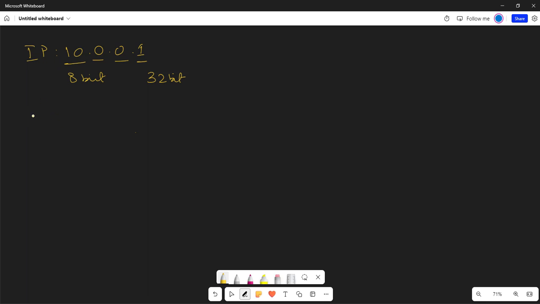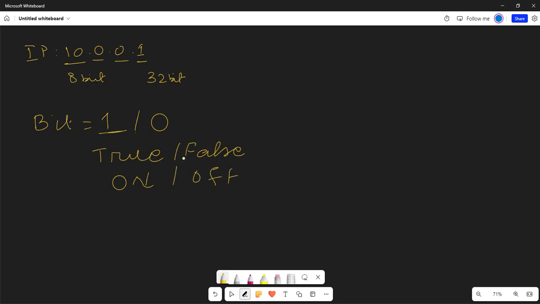Now, let's see what is a bit. A bit is actually a combination of 2 numbers, 1 and 0. A bit can be 1 or a bit can be 0. So 1 can also mean true, and 0 means false. 1 can also mean on, and 0 means off. So the bit is just either 1 or 0. And with this combination, we can generate the IP address.